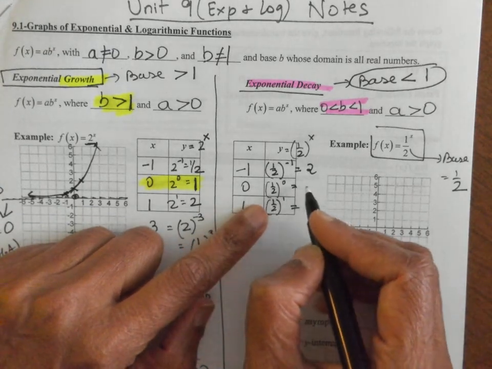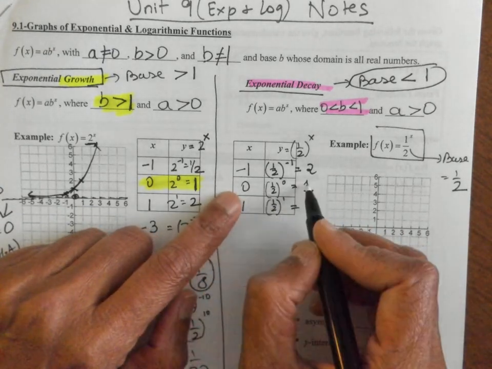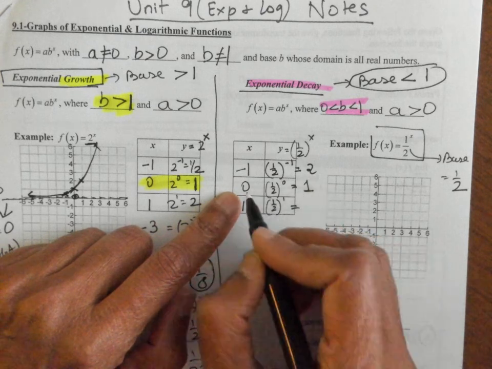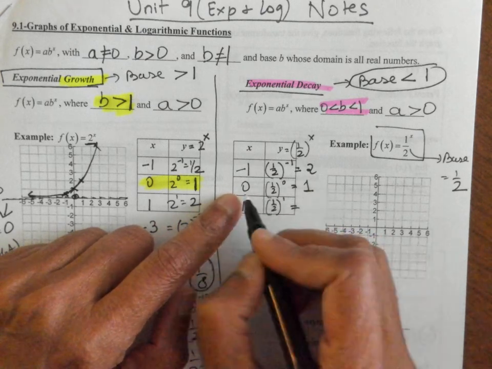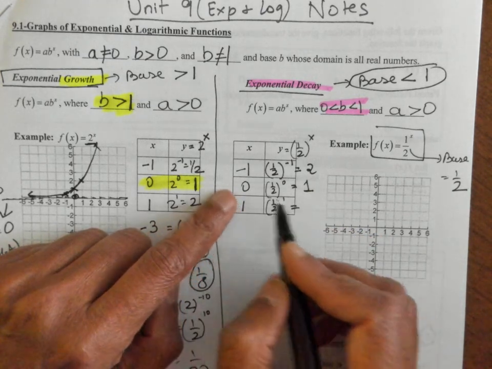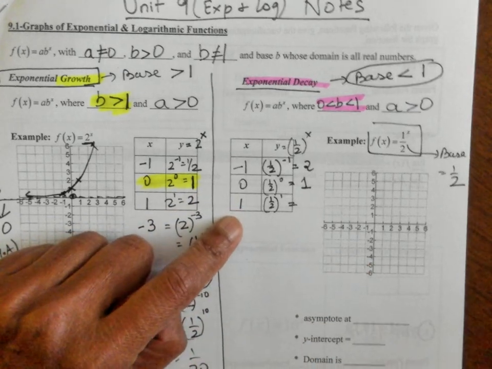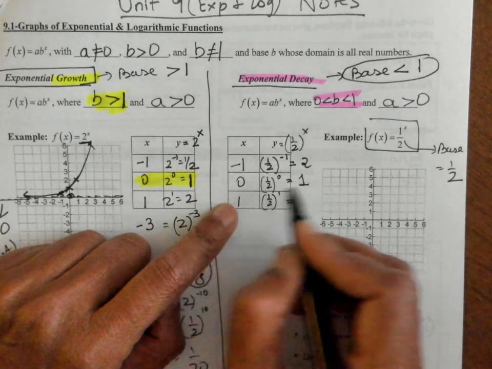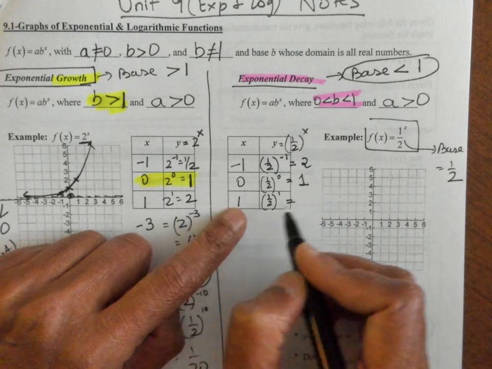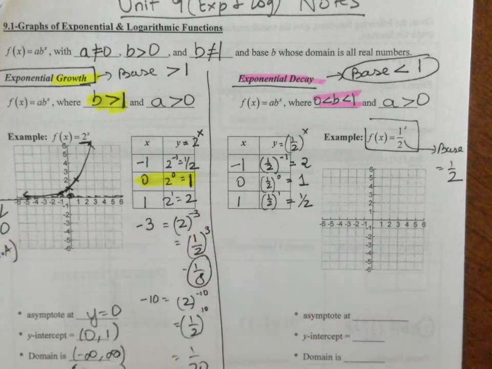Anything to the power of 0 is 1. So that's why my key point is 0, 1. This is almost your coordinate origin, 0, 1. So that's why I said there's always a y-intercept of 0, 1. That's always going to exist. And then the last one is half. So you see how it's starting from 2 and becoming half really quickly.